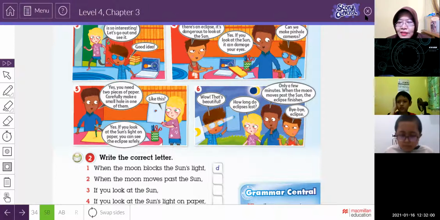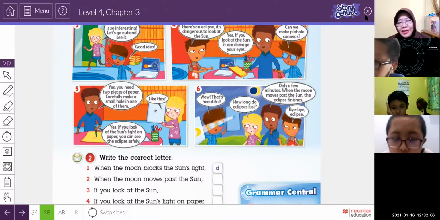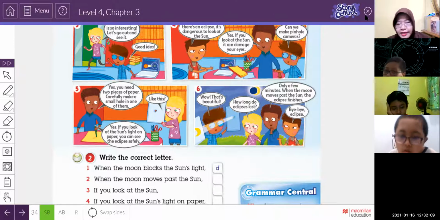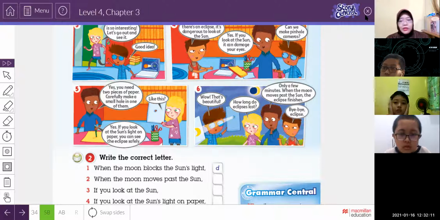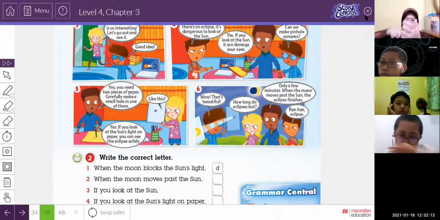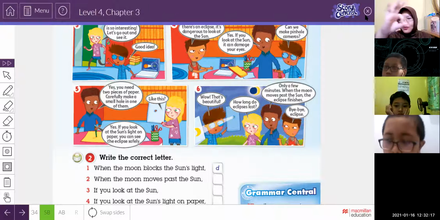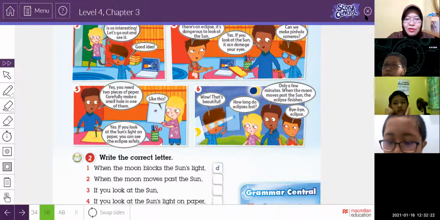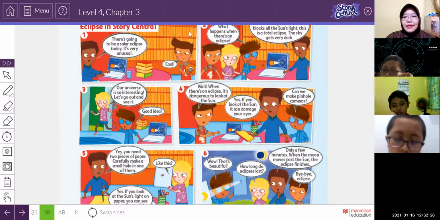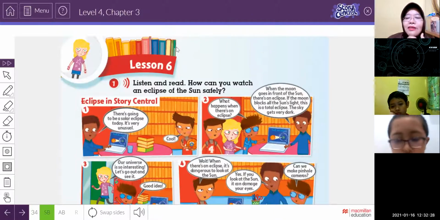What do you need if you want to see the solar eclipse? Paper. Pinhole cameras are made of paper. It's so easy. You just have to make a hole on the little paper.